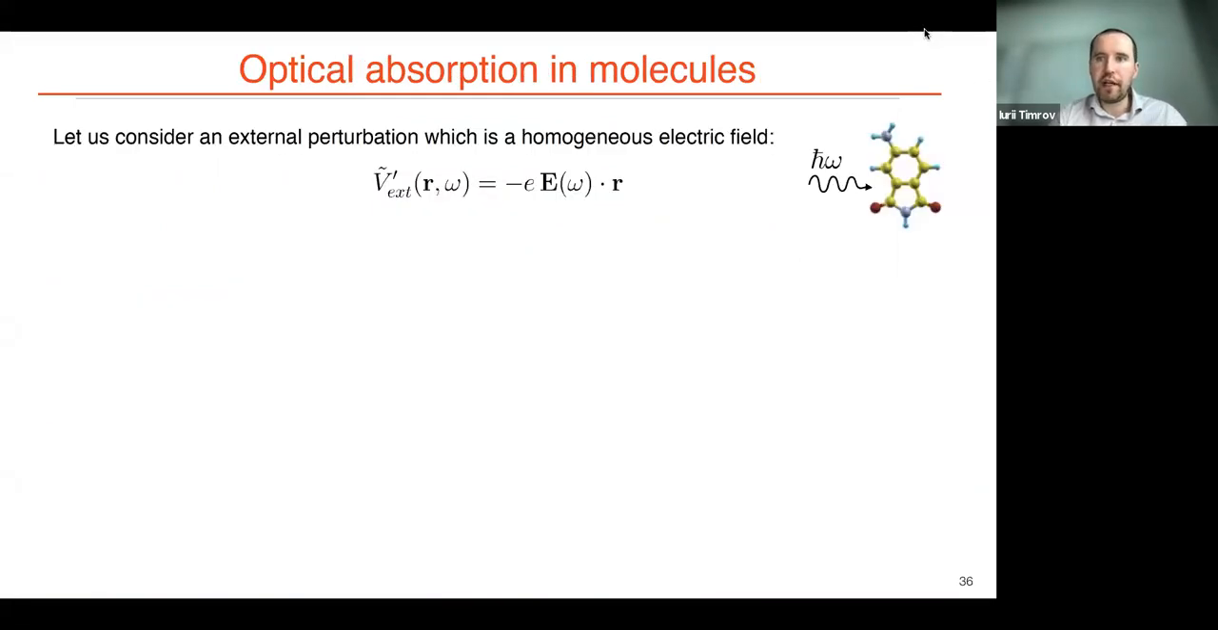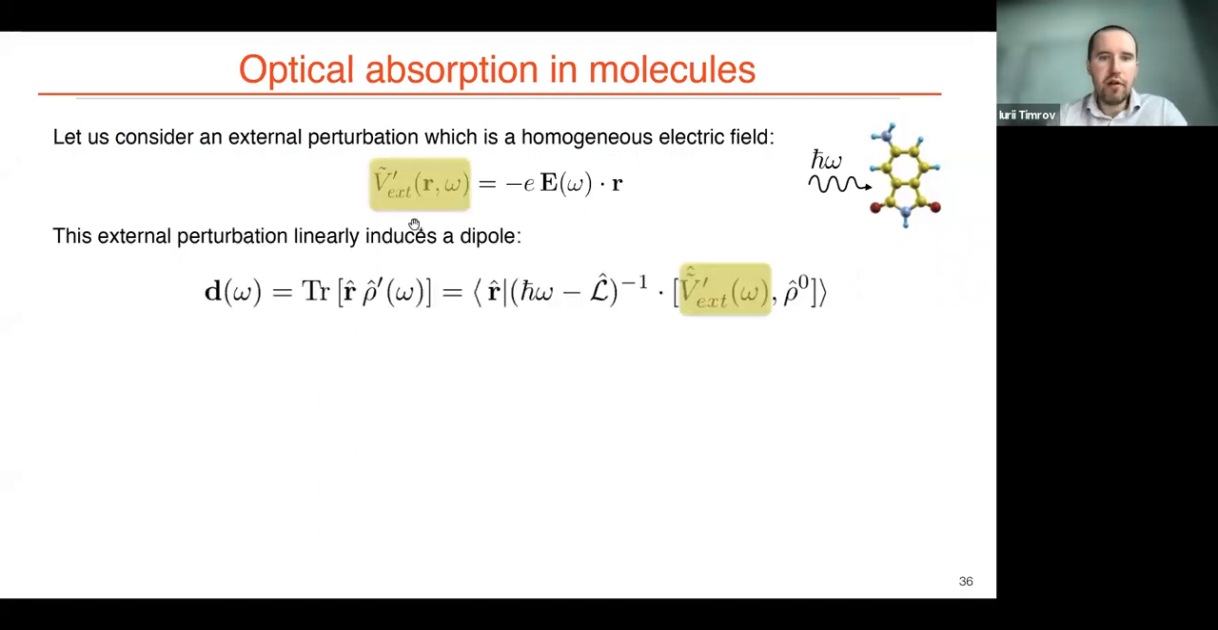So far, the external perturbing potential was not explicitly defined. It was considered as some generic external perturbation. Now we are talking about optical absorption. In this case, the external potential is defined this way. We have minus e, where e is the electronic charge, times capital E in bold, the electric field vector, which depends on frequency, scalar product with R, the position coordinate. In the cartoon, you see that we have a molecule that we irradiate with light. We have photons with energy h bar omega.